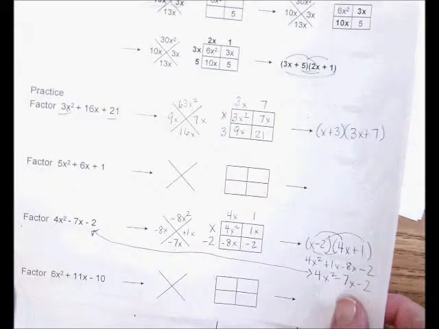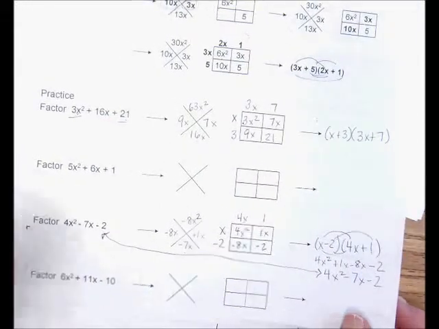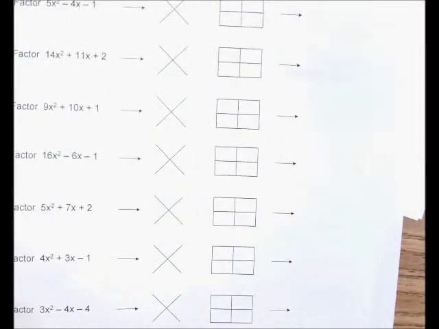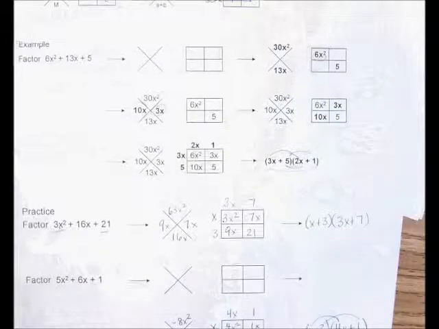So that kind of gets you started. I know it's confusing. Once you do a lot of them, though, it becomes less confusing and it becomes more automatic. So that's how you factor when a is not equal to 1.